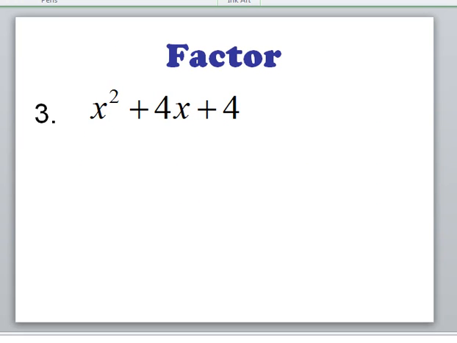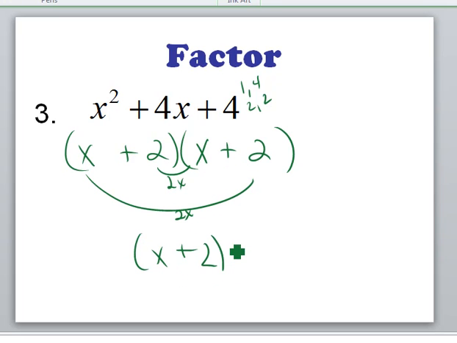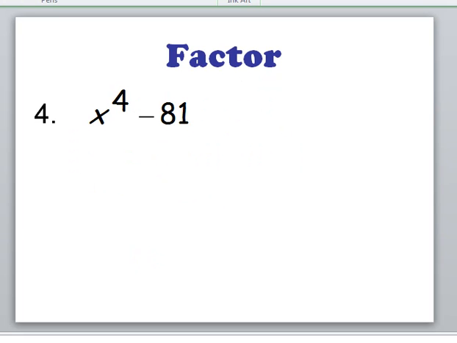The greatest common factor is just 1 in this problem. So what we're going to do is just break it up into parentheses. I've got x times x. Factors of 4 are 1 and 4 and 2 and 2. I'm trying to create a 4 though, so I need to put a 2 times a 2. That gives me 2x and 2x, which is both plus. Since I end up with the same thing on the inside of the parentheses, I need to write that as a quantity squared.